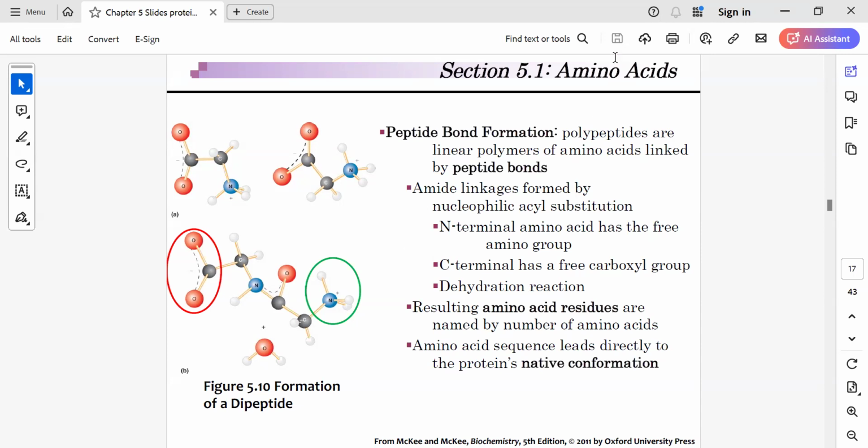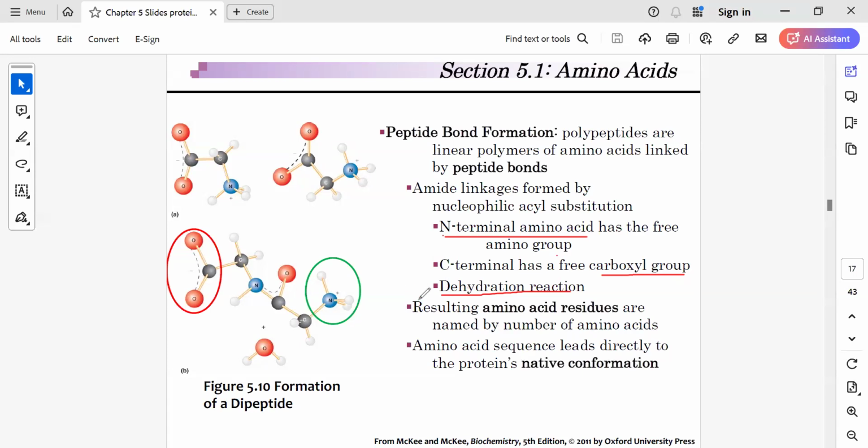That means that the N-terminal amino acid's amino group and the C-terminal's free carboxylic acid are now linked together. For example, look at it here. This is a carboxylic group and this is the amino group. They will now link up through the dehydration reaction. And when we say dehydration reaction, it means the removal of a water molecule.